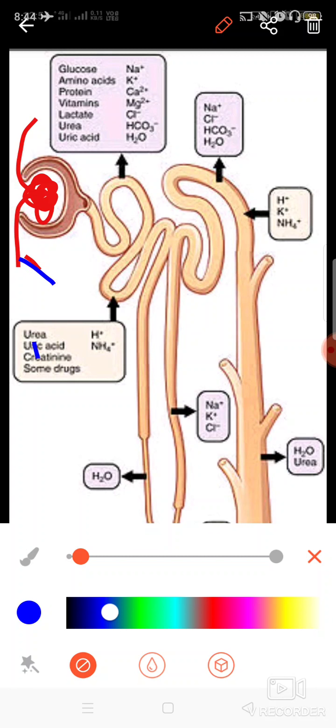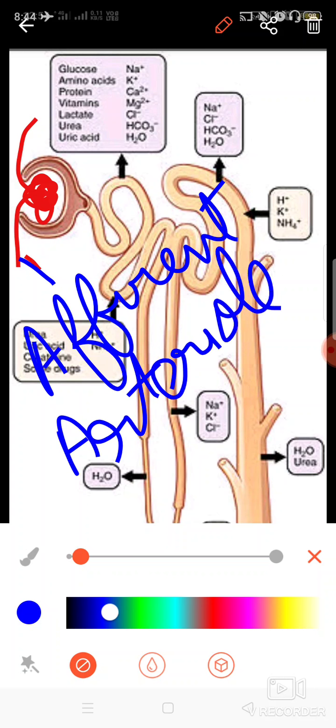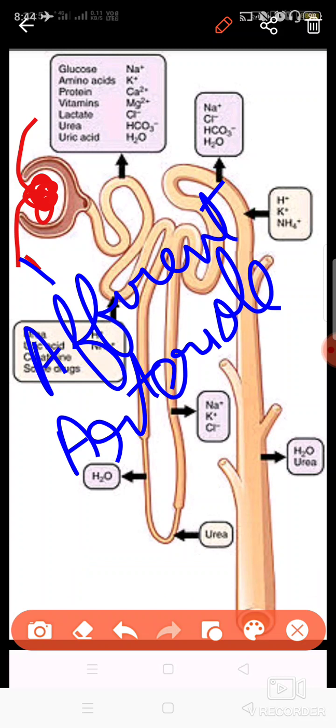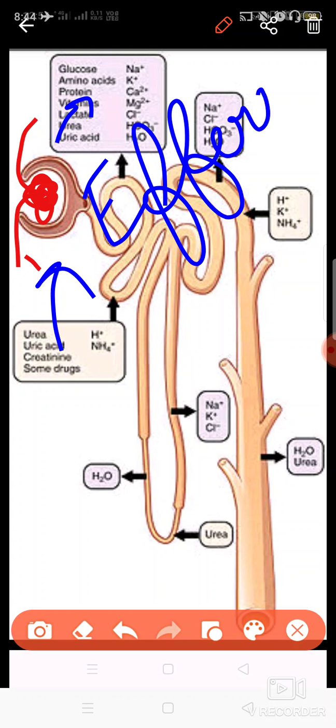This is known as afferent arteriole. These are actually the finer branches of the arteries, and these actually carry the impure blood to the glomerulus. And these capillaries which are going to that side are known as efferent arteriole.